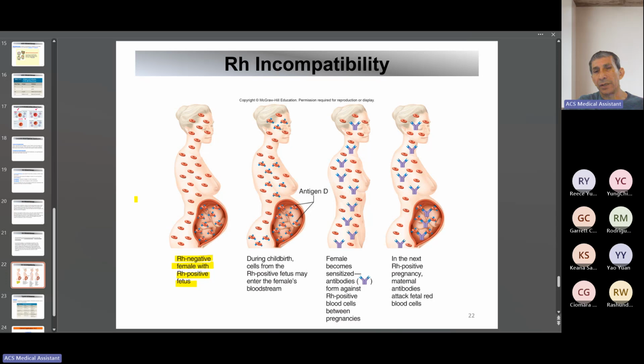So that's basically what it is. Here we have the antigen D. Because you're negative, you don't have it, but the fetus has it. So here, see, you don't have the antigen D because you're negative, but the father has it because he is positive. Because if your fetus is positive, it's because the father is positive. Because you're negative.